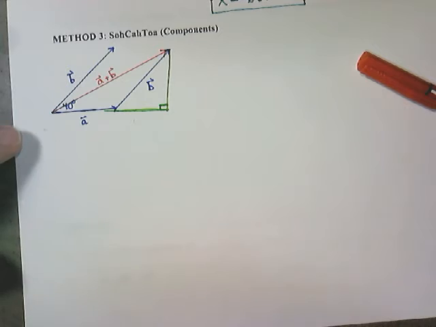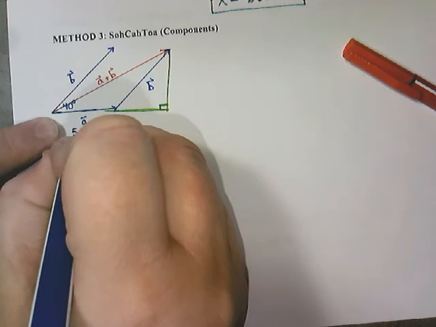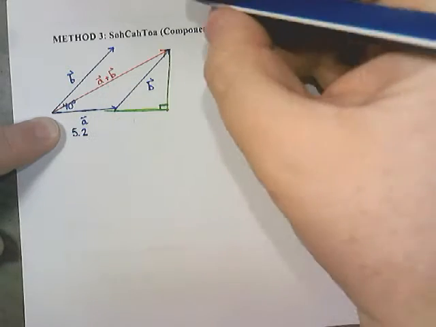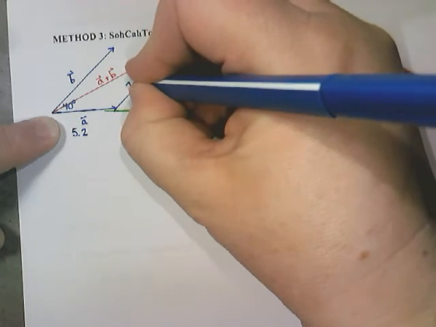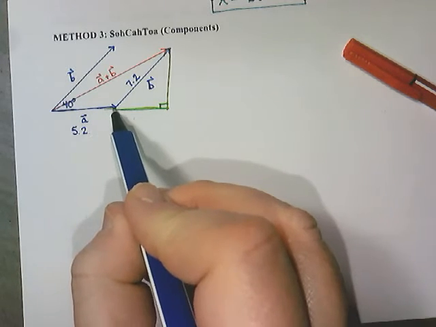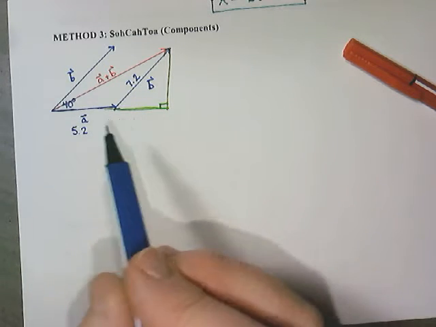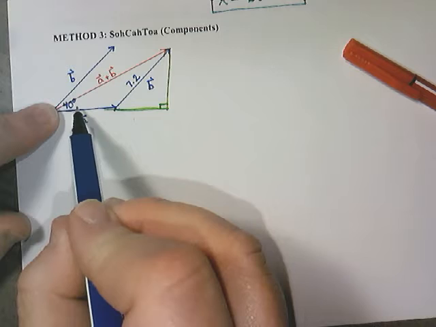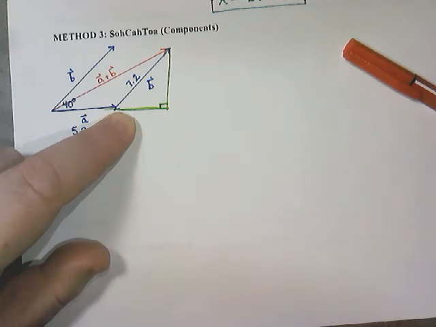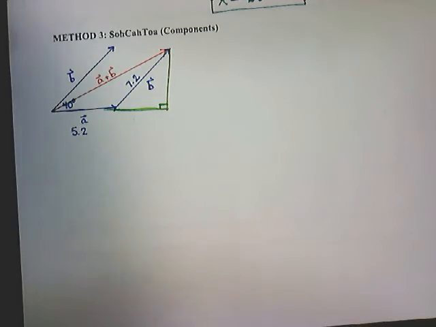So I am going to label what was in the question. So this part here, A is 5.2, that's its magnitude. And then B is 7.2, that's its magnitude. And I know that this angle here is 40 degrees. Now, if I draw this and I continue this side on so that it is one continuous side, if this angle here is 40 degrees, this angle here is also 40 degrees.